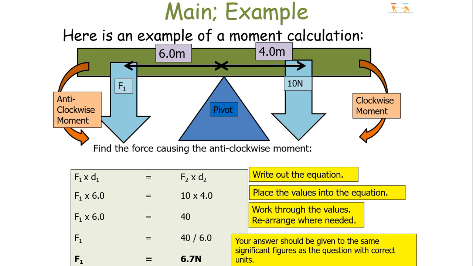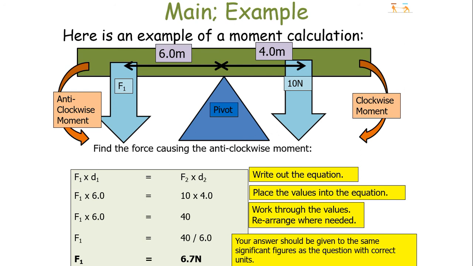F1 times 6 equals 10 times 4. So F1 times 6 equals 40. Let's do some rearrangement. Force 1 equals 40 over 6, so force 1 equals 6.7 newtons. Now always give your value with units and also give it to the correct number of significant figures. You'll look in the question and all the values are given to 2 significant figures, so you give your answer to 2 significant figures.